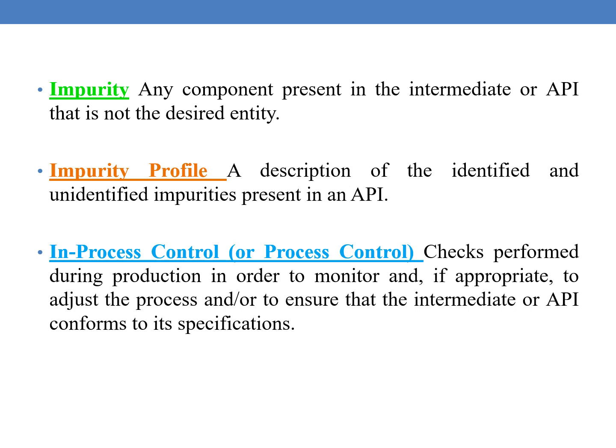Coming to in-process control or process control. The checks performed during the production in order to monitor and, if appropriate, to adjust the process and or to ensure that the intermediate or API conforms to its specification are considered as in-process controls.